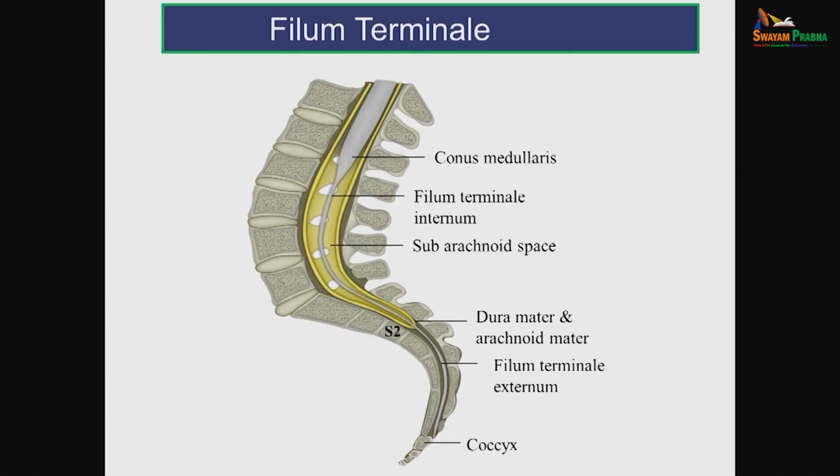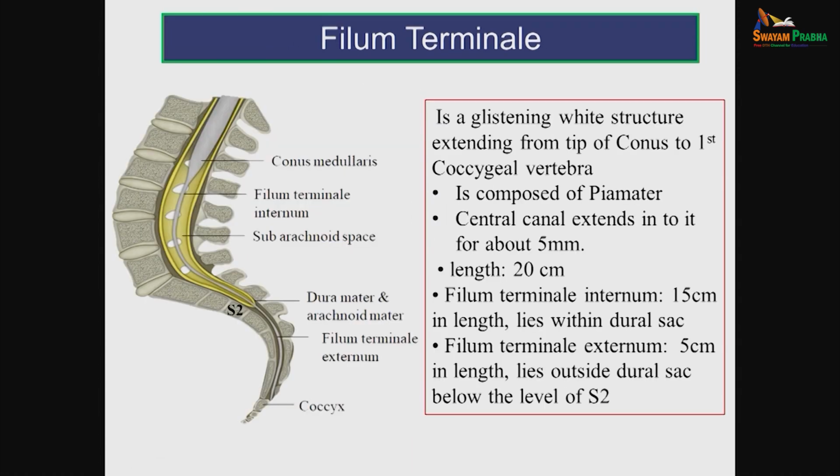So, having talked about the pia mater, we will discuss some more details about the filum terminale, which you can see in this picture. As I already mentioned, the filum terminale is a glistening white structure. You can see in this picture, it is extending from the tip of the conus medullaris to the dorsal surface of the first coccygeal vertebra.